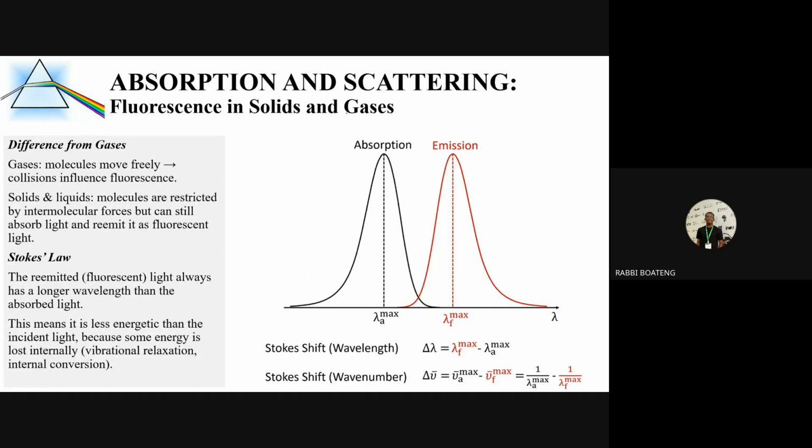Still on the Stokes law, absorption happens here and emission follows. Supposing this place was our 300 nanometers, we will get our emission at around 500 or 400 or anywhere that you want. But at the end of the day, you're supposed to get it out at a longer wavelength. And of course, we can find the wavelength shift. We measure the absorption, we measure the emission. In fact, Stokes shift has been used to do a lot of studies in terms of how the energy or the molecules of a particular matter behave.